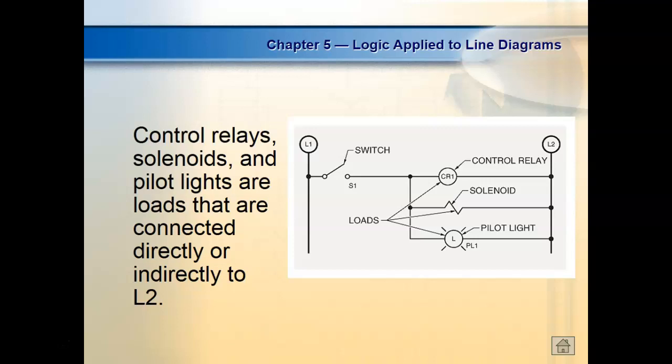Control relays, which do not have overloads, solenoids, pilot lights, anything that can run, any low voltage, low power device that can run inside the control circuit will be connected directly to L2, except for magnetic motor starters. You understand that? Any questions there? Yes, no? Okay.